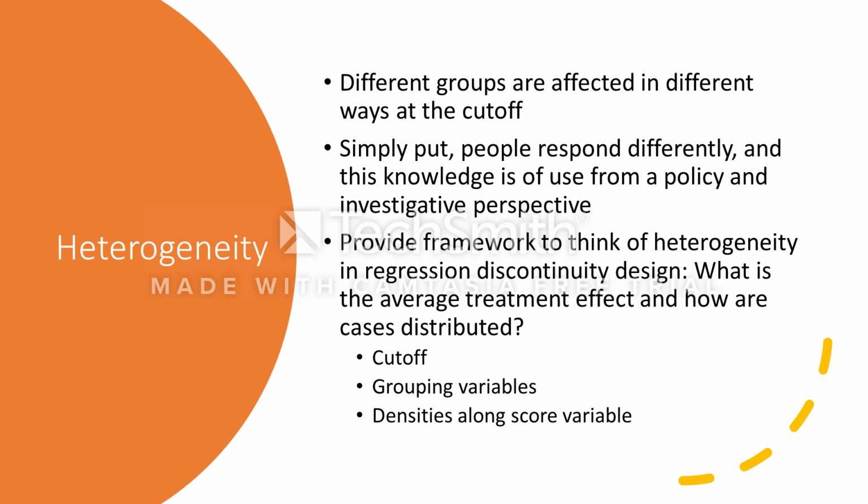The results provide a framework to think of how an average treatment effect in a regression discontinuity estimator comes about, specifically in terms of how cases are distributed along the score variable density and what differences there can be in the strength of the treatment effect.